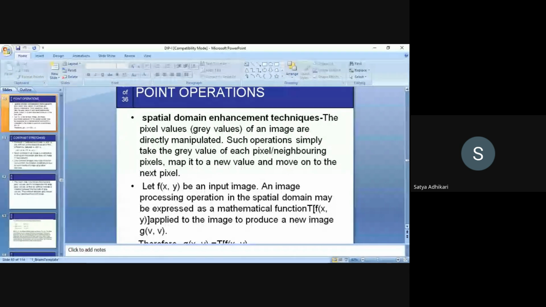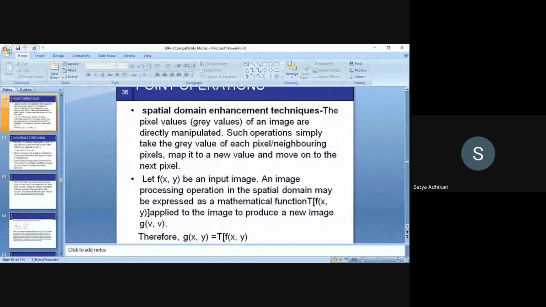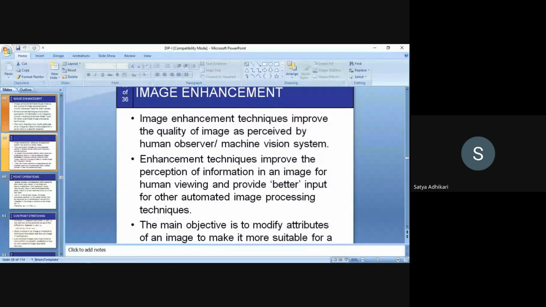Let f(x,y) be the input image. An image processing operation in the spatial domain may be expressed as a mathematical function T of f(x,y) applied to the image to produce a new image g(x,y). Therefore, g(x,y) is equal to T of f(x,y). So we will get a new value after manipulating the gray level value directly. We need not do any transformation. So there are two types of image enhancement: spatial domain and frequency domain.